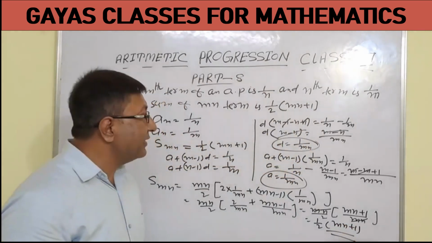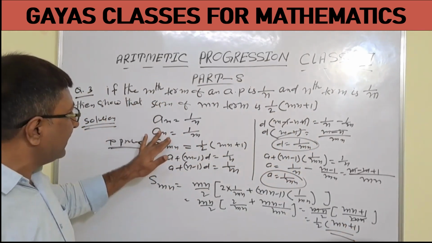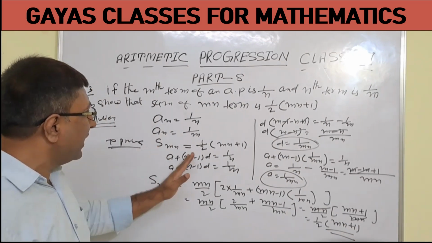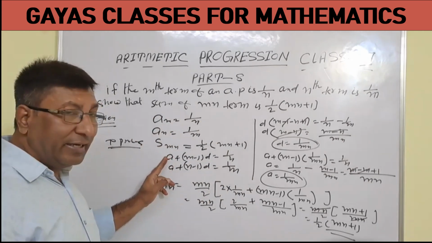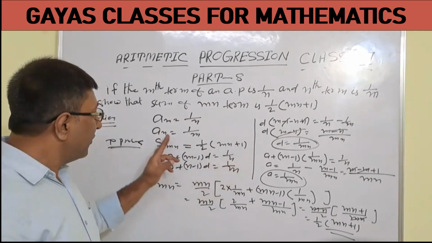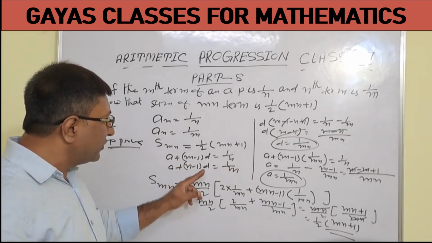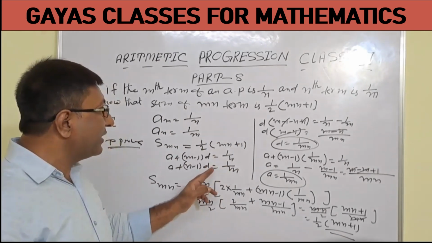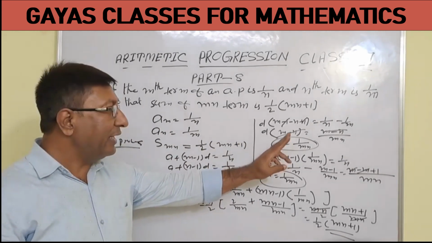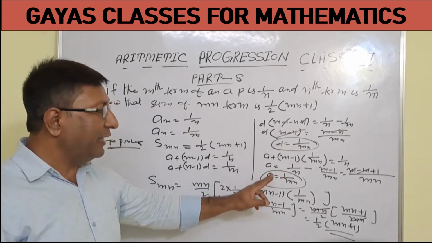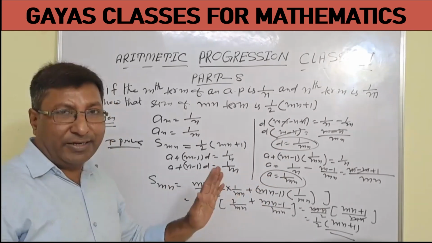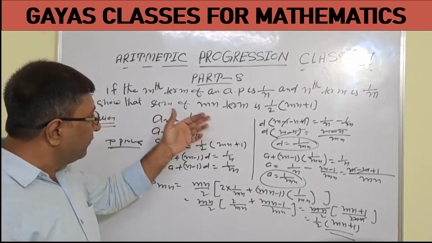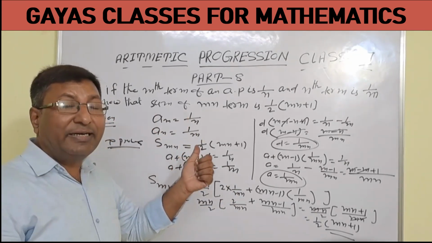So it is very easy. m is given, n is given, and the sum of mn terms we have to prove. So from the first equation, this is a plus m minus 1 d. From the second equation, a plus n minus 1 into d. First minus second, we can find d very easily. Put the value of d, we can find a very easily. And then the sum of mn terms we can find very easily. So this is the proof, and we can use this as a trick also.